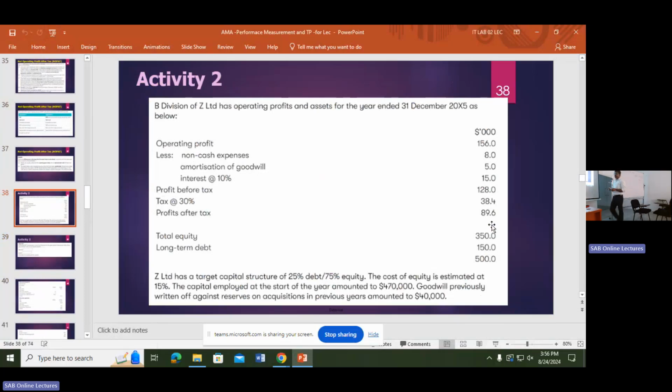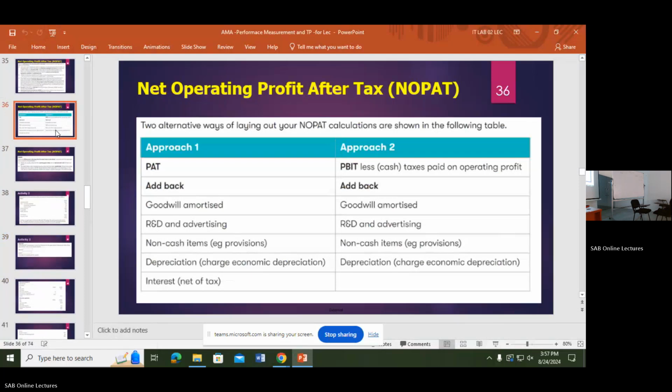Add back the depreciation. Depreciation is not given, but non-cash expenses are given: 8, and amortization 5. Right? What 8 and 5 can add back. Then the finance expense, net finance cost, like we did in the previous one, which is uncontrollable to the divisional manager, you have to add back.